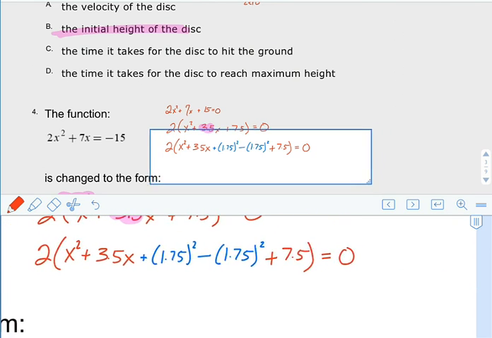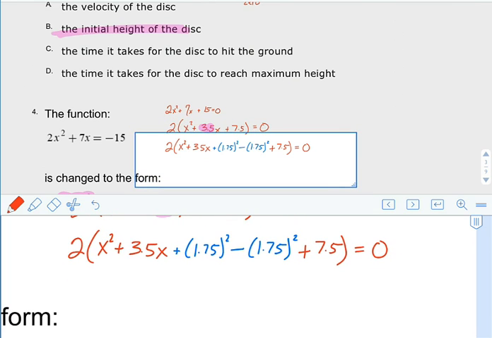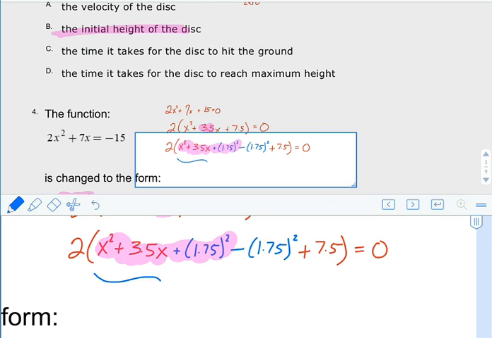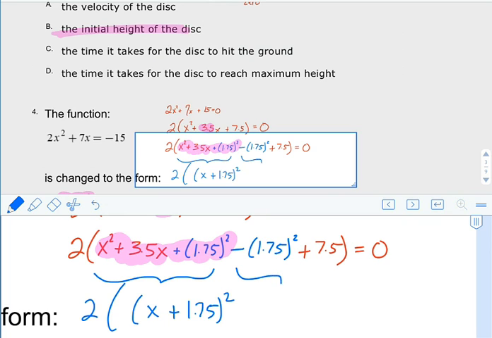Now at this point, this is where you want to simplify it. The whole reason we did this adding, subtracting thing, remember, is we want to be able to factor that into one of those perfect square binomials. So these two things factor into, 2 still hanging out of here, x plus whatever that half value was. In this case, it's 1.75.